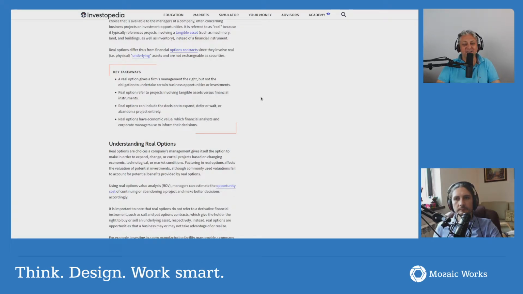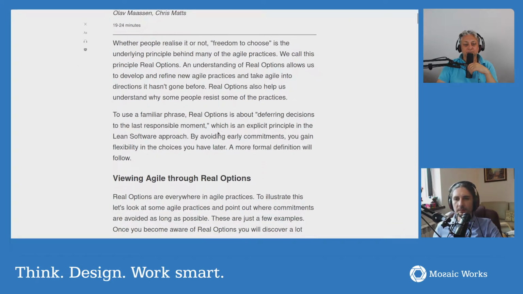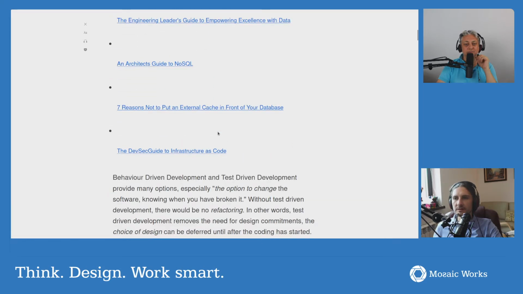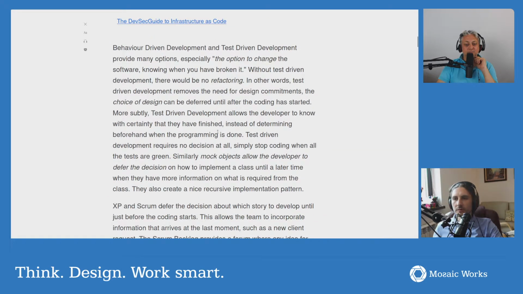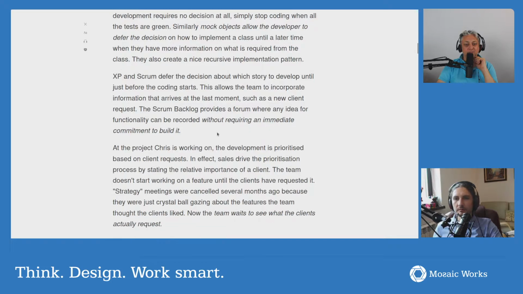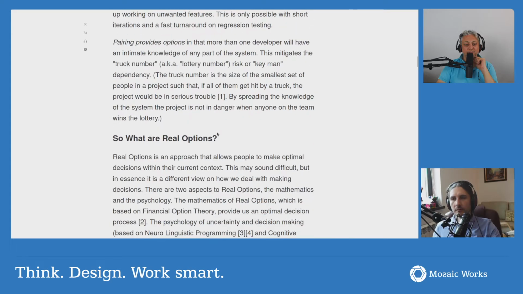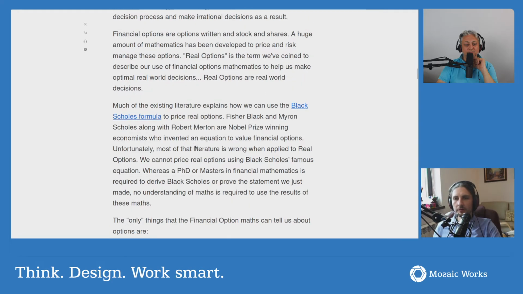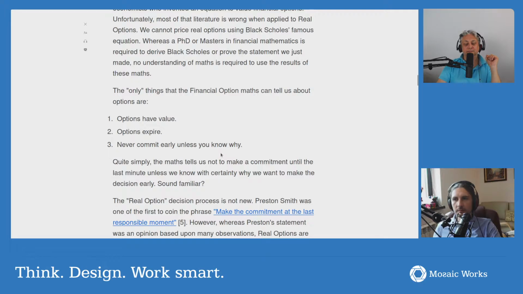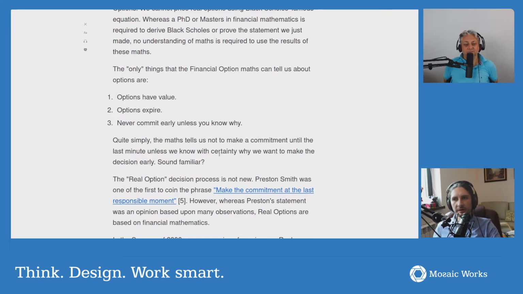Yeah, so if you can scroll a bit lower to what are real options in the article, he says there are three things that are very related to what you just said. Those three ideas are the following. Options have value. This is the first thing. Second, options expire.